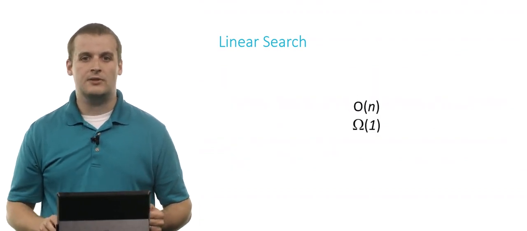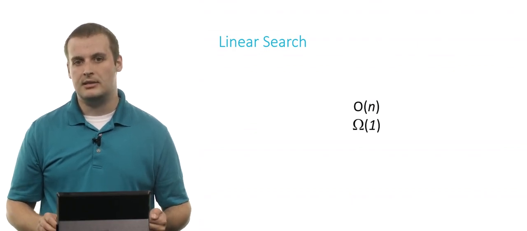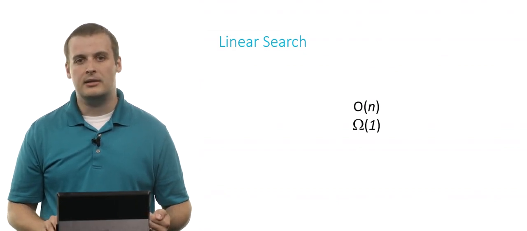What does this say about the complexity of linear search? Well, in the worst case, we have to look at every single element. And so it runs in O of n in the worst case. In the best case, we're going to find the element immediately. And so it runs in omega of 1.